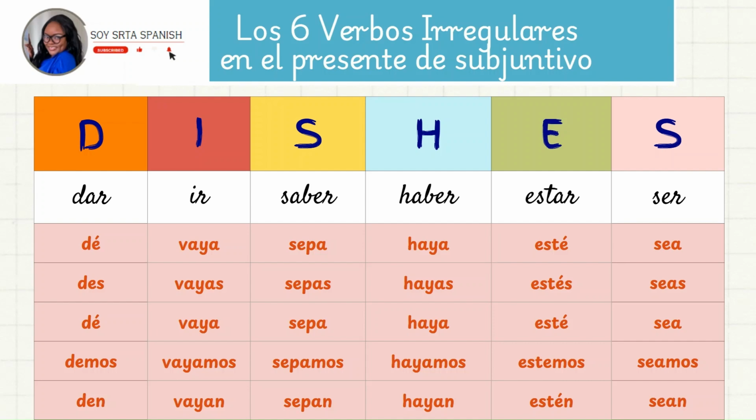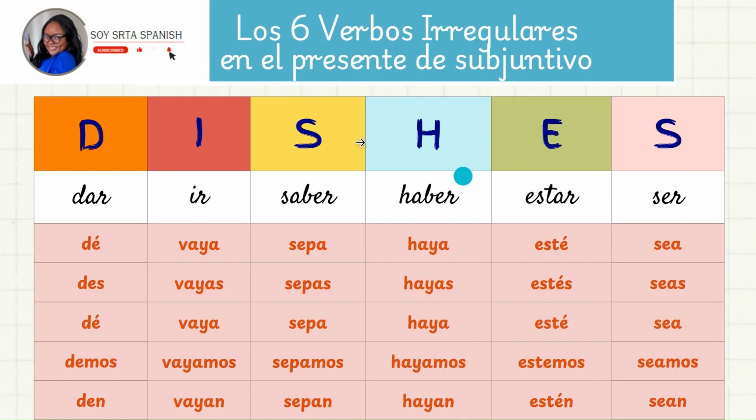Now, if we think about what these verbs would be in the yo form of the present tense, they're already pretty irregular. Dar would have been doy, ir would have been voy, saber would have been sé, haber would have been he, estar would have been estoy, and ser would have been soy. So they're already irregular in the present tense. So of course they would also be irregular in the subjunctive. Now, as you can see, these look entirely different from what we have ever seen, but we just have to know them and learn them.